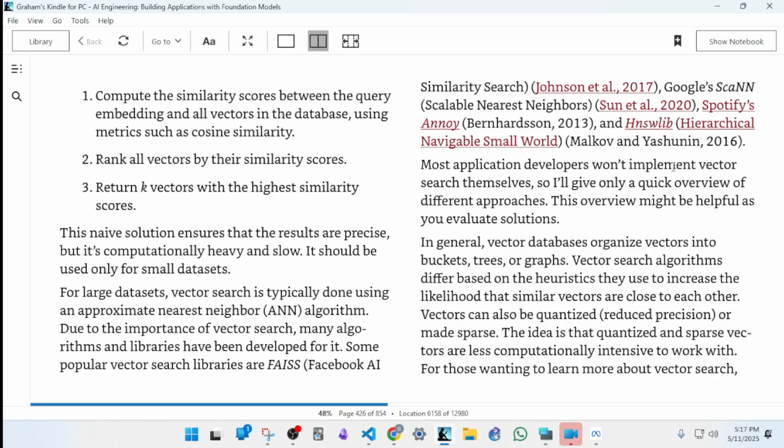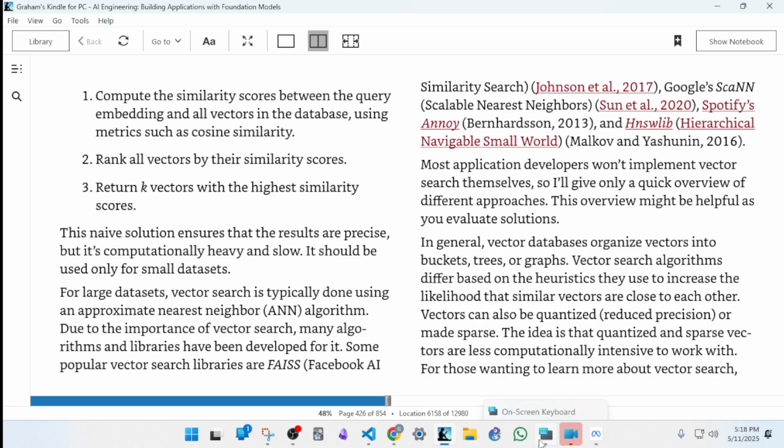Most application developers won't implement vector search themselves, so I'll give only a quick overview of different approaches. This overview might be helpful as you evaluate solutions. In general, vector databases organize vectors into buckets, trees, or graphs. Vector search algorithms differ based on the heuristics they use to increase the likelihood that similar vectors are close to each other. Vectors can also be quantized, reduced in precision, or made sparse. The idea is that quantized and sparse vectors are less computationally intensive to work with.